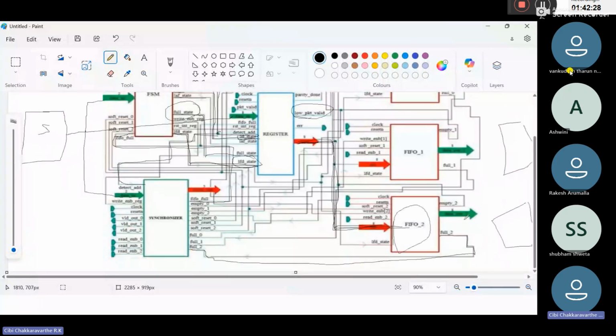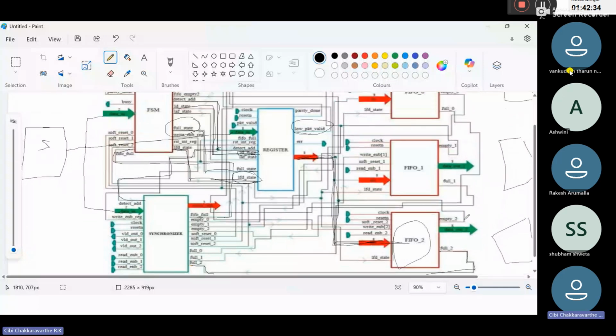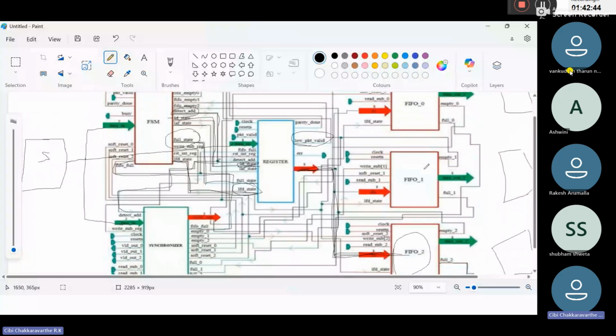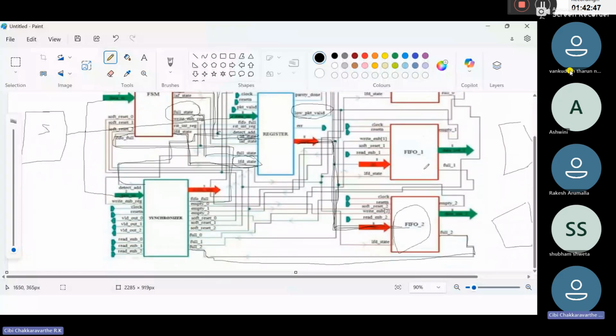Then once again our operation is done, all the process is done. Once again our FIFO will be moved to this address, the same state, that is the decode address state. Once again after completing the process, it will move to the same state.